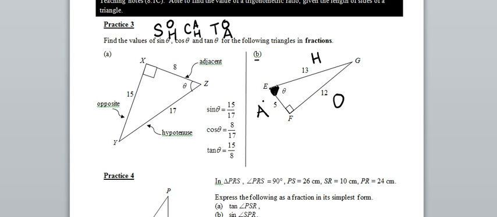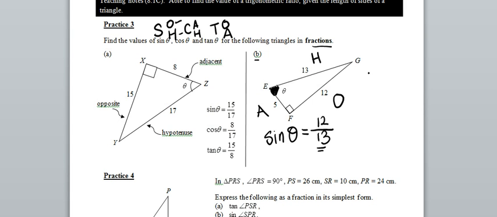In order to find the value for sine theta, it is given by taking the opposite over the hypotenuse. So where is the value for the opposite? The opposite is 12 over the value of the hypotenuse, which is 13. And we want this value in fraction. So this will be the answer.